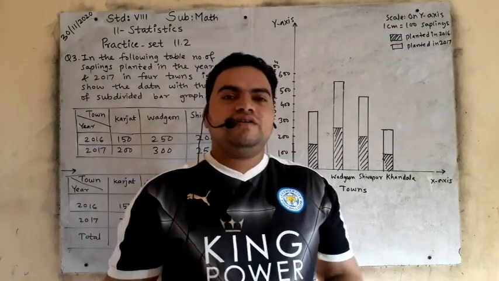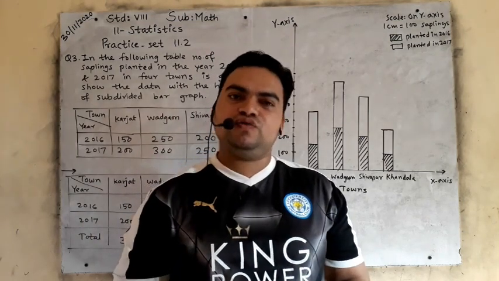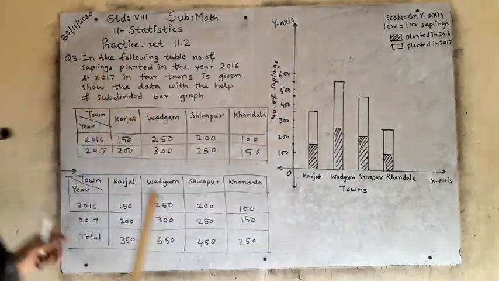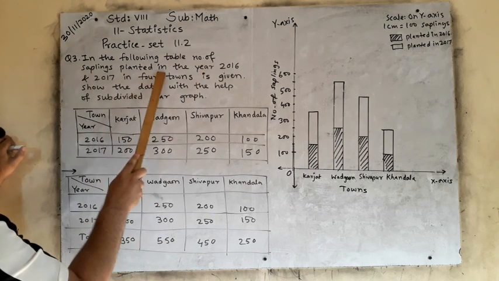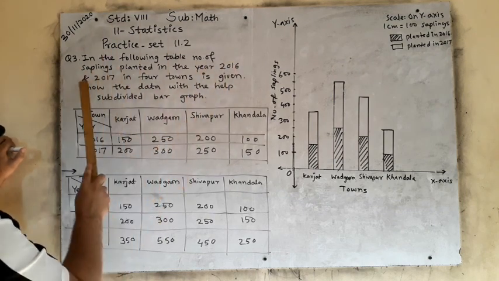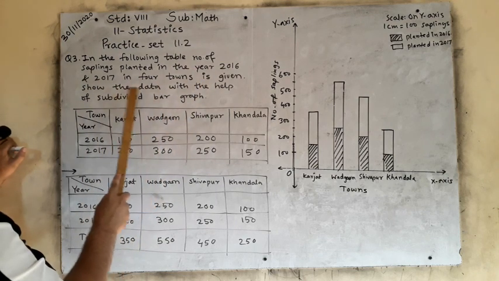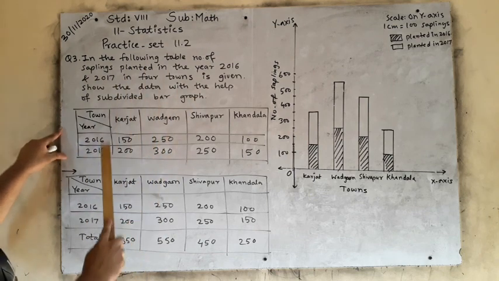So dear students, now after question number 2 we will see question number 3. In question number 3 also we have to draw a subdivided bar graph. Just please look at the board. The question is: in the following table, the number of saplings planted in the years 2016 and 2017 in 4 towns is given. Show the data with the help of a subdivided bar graph. This is the table given in the question.